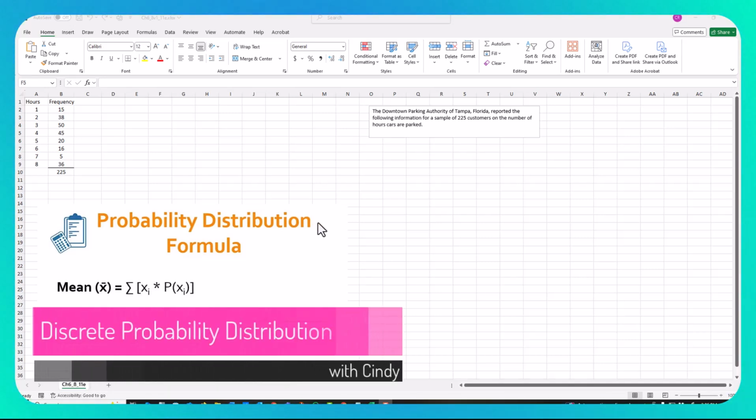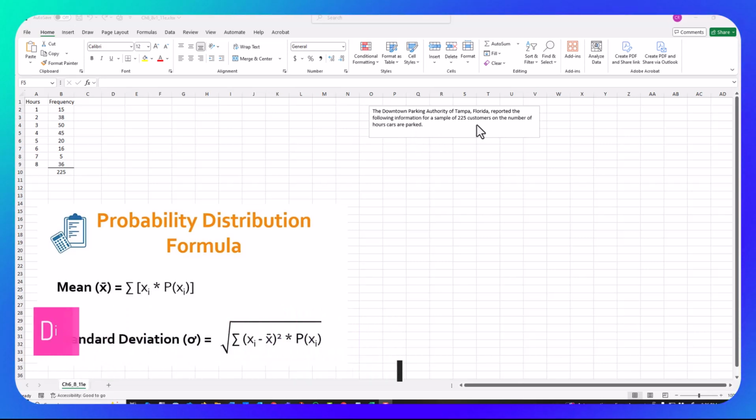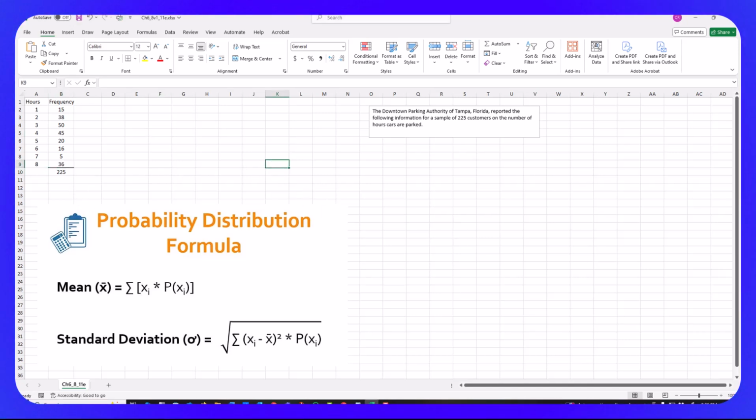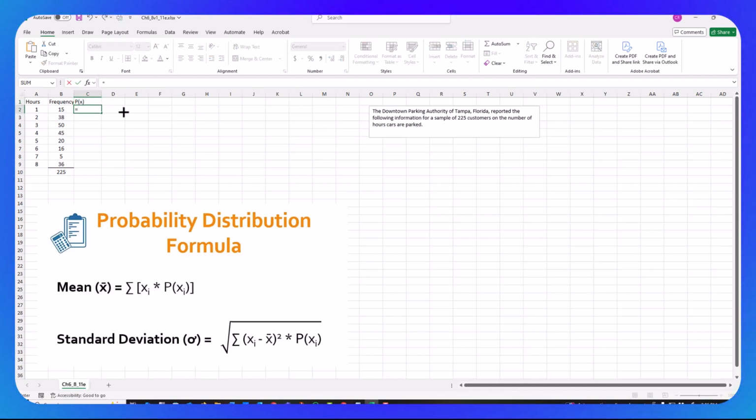All right, we have some information here. It says this is a report of the number of hours cars are parked in a sample of 225 customers. So what I want to do, I can see this as a discrete probability distribution because my numbers don't have decimals, so just 1, 2, 3, and so on. I can find the probability of each one of these by taking the frequency divided by the total.